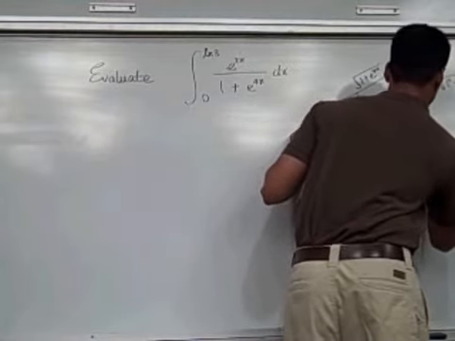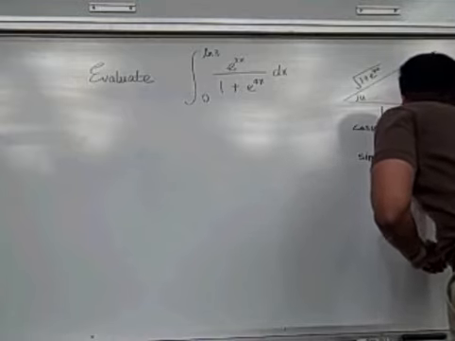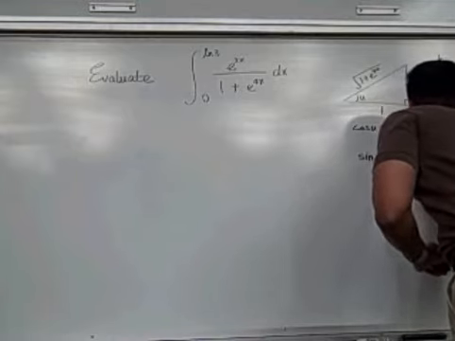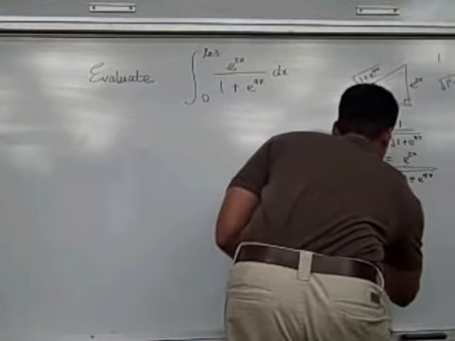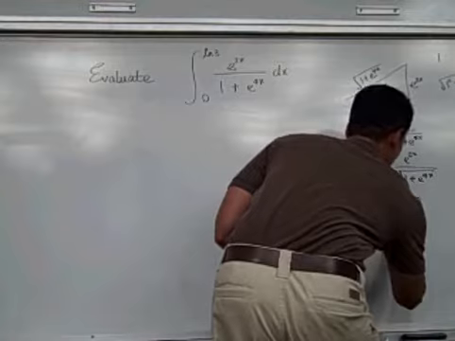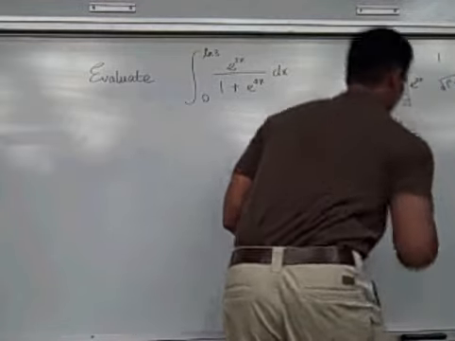And what is sine of u? It's e to the 2x over the hypotenuse. And what is tangent of u? Opposite over adjacent, so e to the 2x over 1.